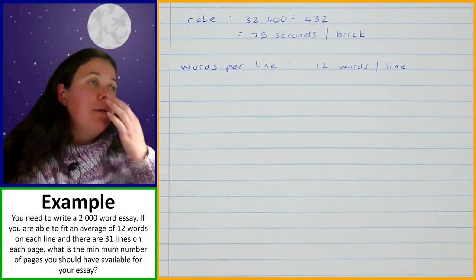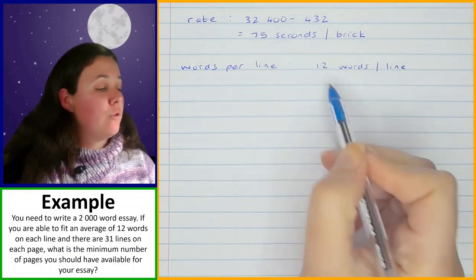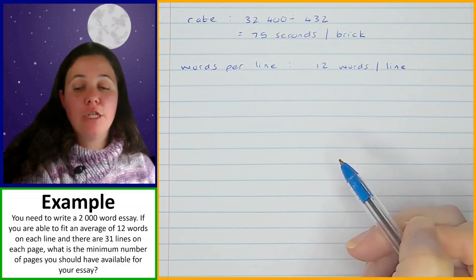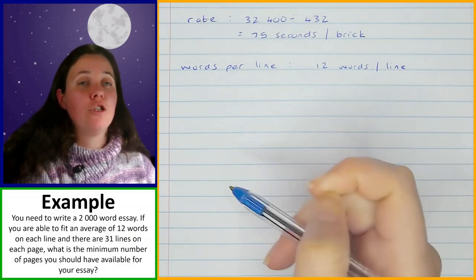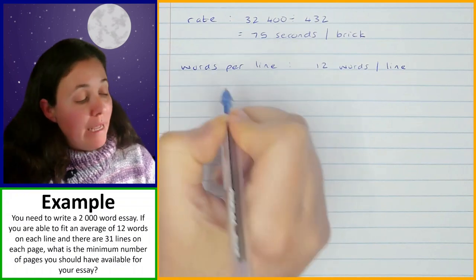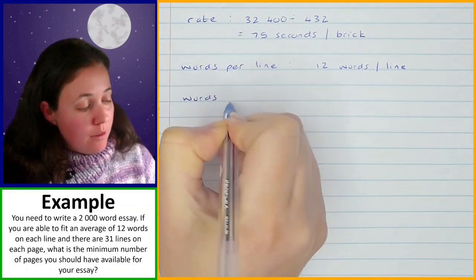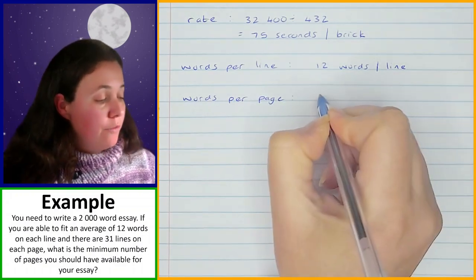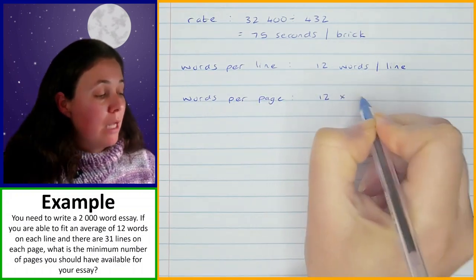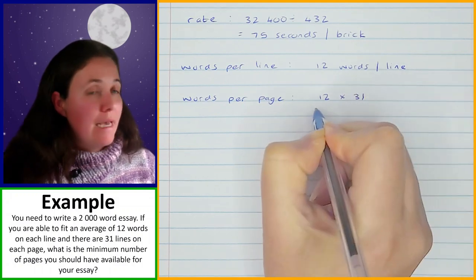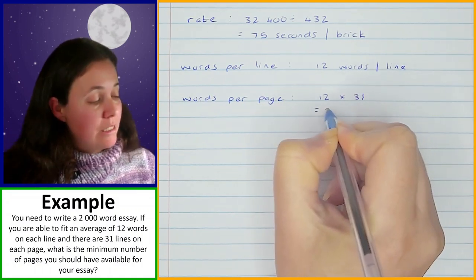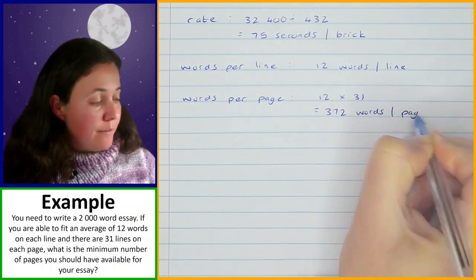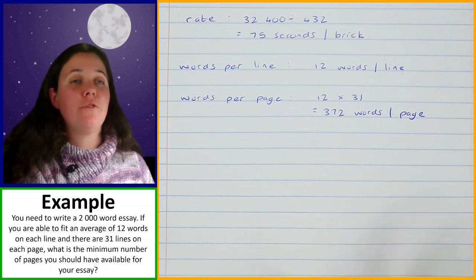Then you also need to work out, if you are able to fit 12 words on each line, and you know that there are 31 lines on a page, you can then use that to work out how many words you can fit on a page. So the words per page is going to be 12, because it's 12 per line, multiplied by the number of lines, which is 31, and that will give you 372 words per page. Okay, so now we know how many words you can fit on one page.